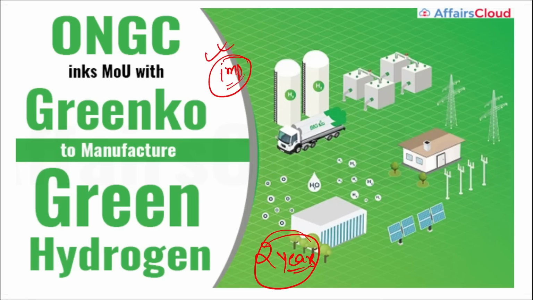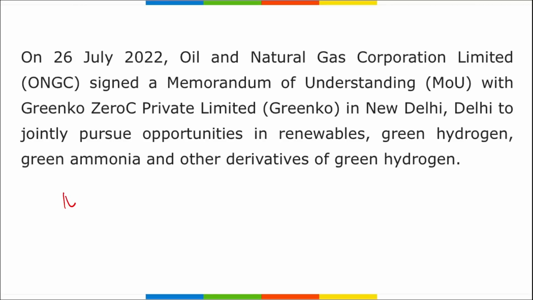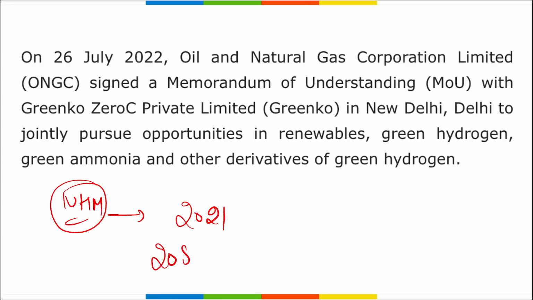Alright, so coming back, it was ONGC that has signed an MOU with Greenko to manufacture green hydrogen and its derivatives. If we talk about National Hydrogen Mission, National Hydrogen Mission was launched in the year 2021. The aim of it is to produce 3/4 of its hydrogen from renewable sources of energy by 2050.